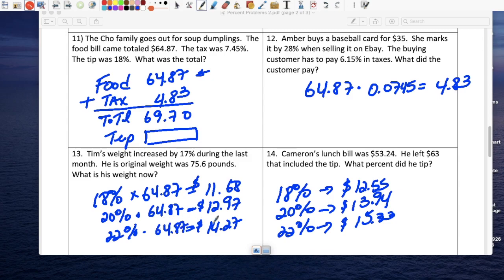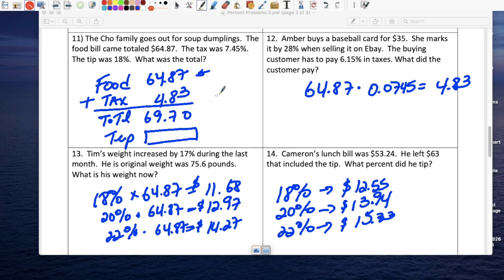Now, you're going to say, well, Mr. Cho, it's not that much different. Look, 11.68, 12.55, less than $1; 12.97, 13.94, almost $1; 14.27, 15.33, it's a little bit more than $1. And again, am I making a point here over $1? I guess.